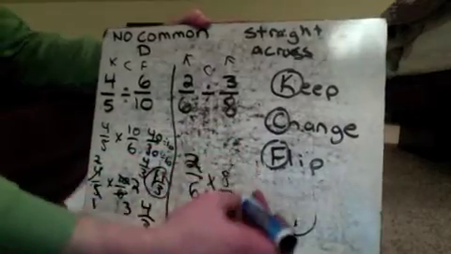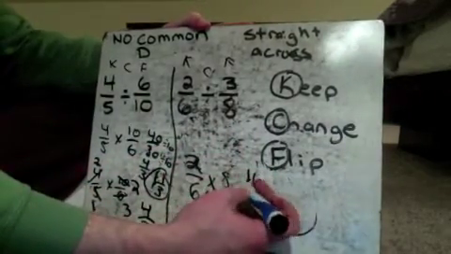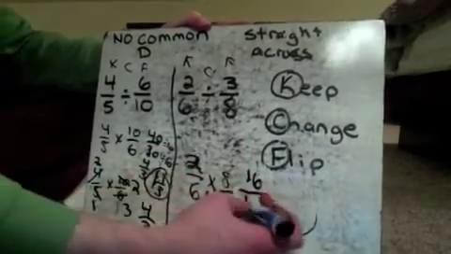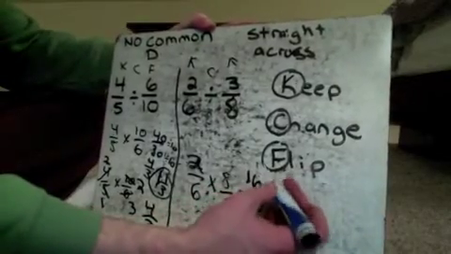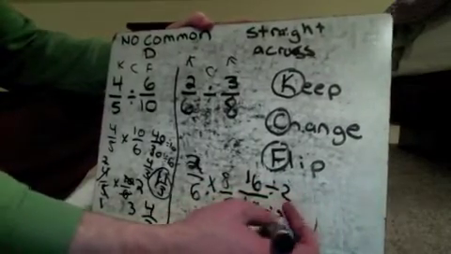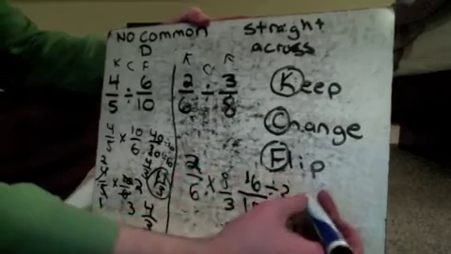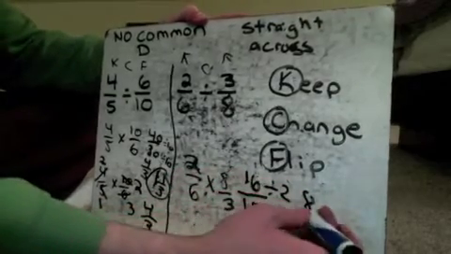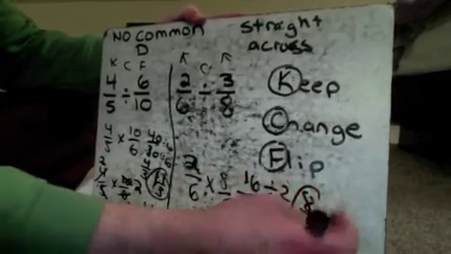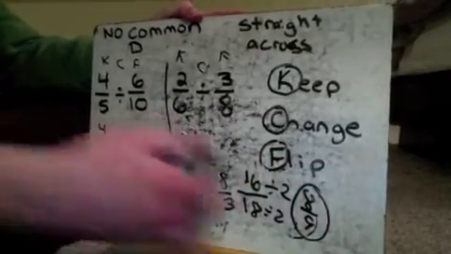2 times 8 is 16. 6 times 3 is 18. If we divide by 2, we can reduce that down. 16 divided by 2 is 8. 18 divided by 2 is 9. And our answer is 8/9.